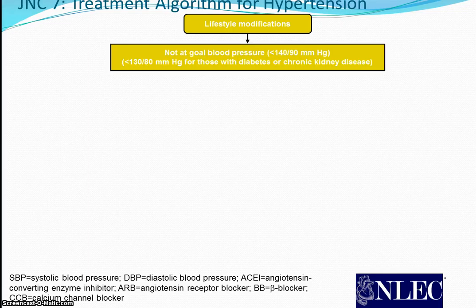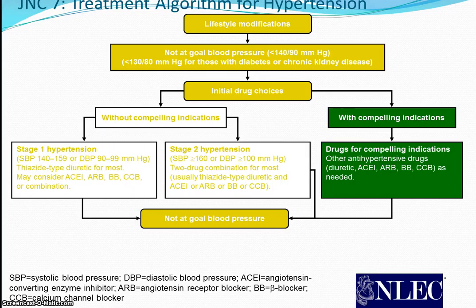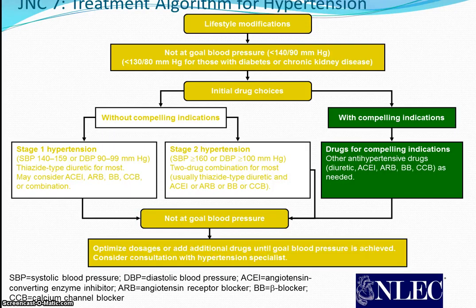All right, so first step, modifiable risk factors. If we do that and we still don't have a good blood pressure, so one less than 140/90, or if they have diabetes or kidney disease, we don't even want it that high, all right? Then we go on to picking medications. So we try lifestyle changes, we come back, we recheck their blood pressure, it's still high, now we have to give you drugs, all right?